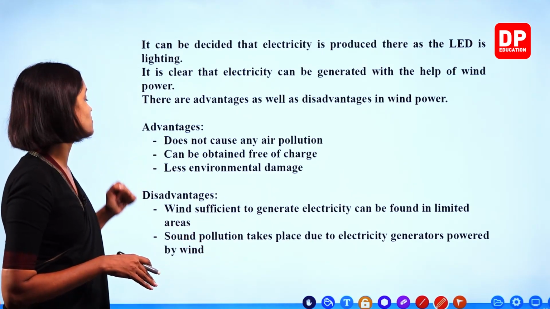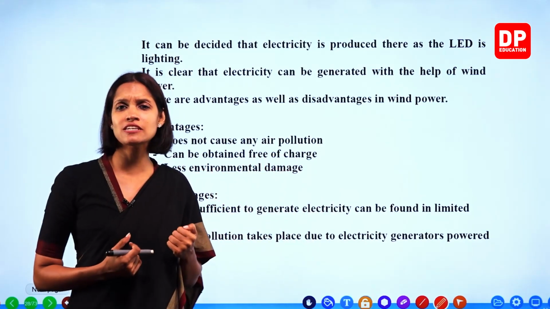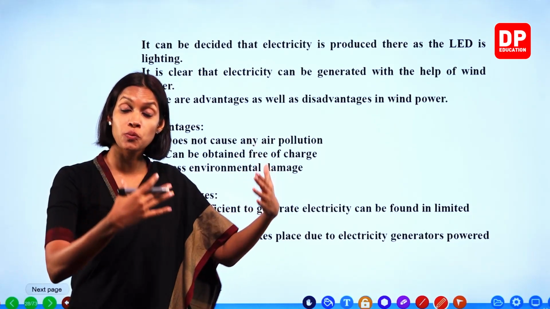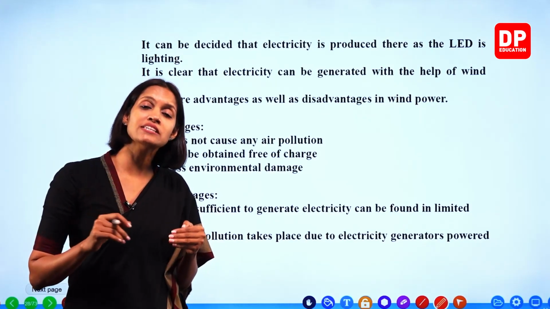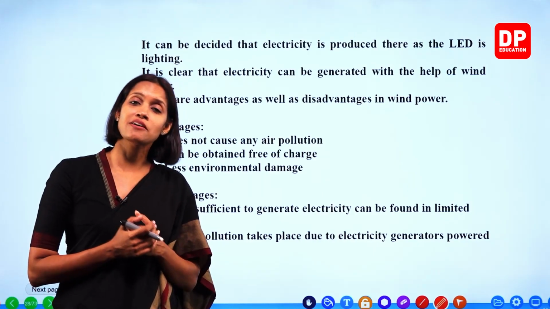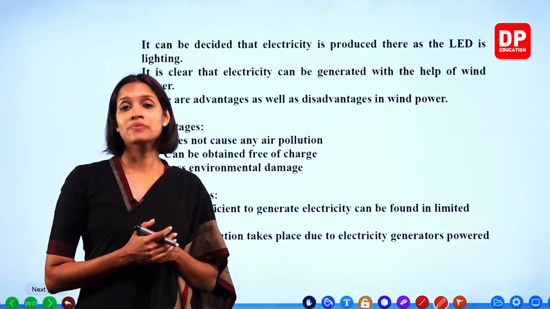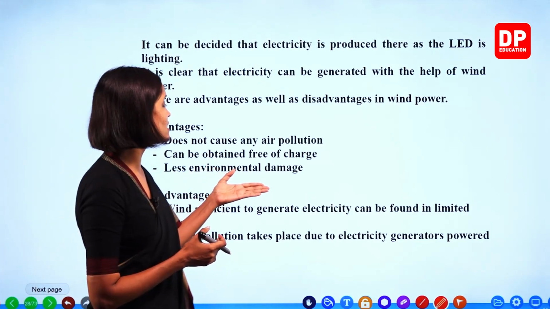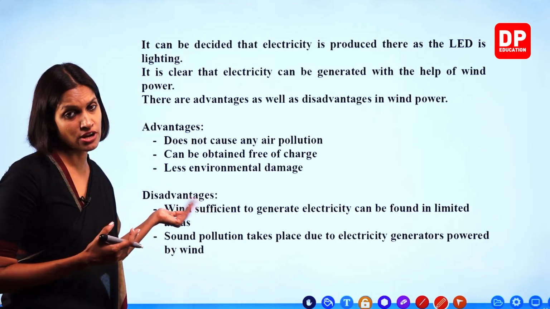Right? So, what are the disadvantages? Can we just put up these wind power plants at any place, children? No. There are places in different areas with sufficient amounts of wind. In order to rotate a turbine, there should be a sufficient amount of wind. So in Sri Lanka, we have wind power plants in Hambantota and Puttalam areas. Right, children? So disadvantages: wind sufficient to generate electricity can be found in limited areas. So this is a major disadvantage.